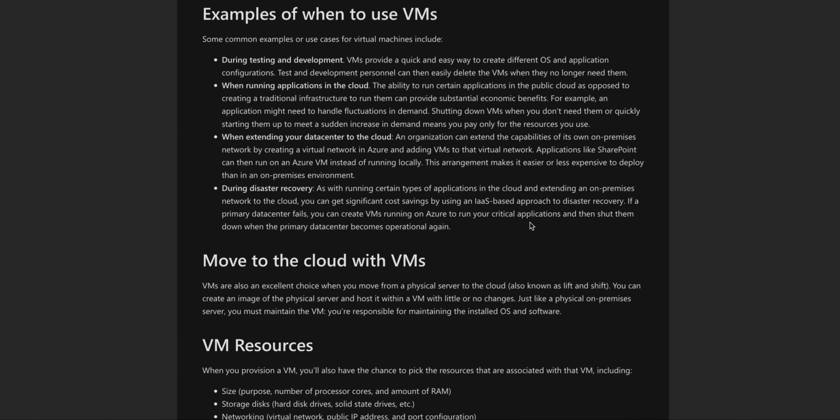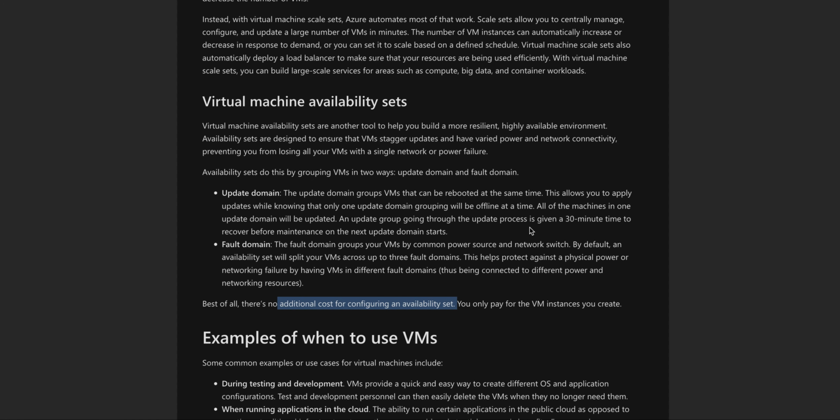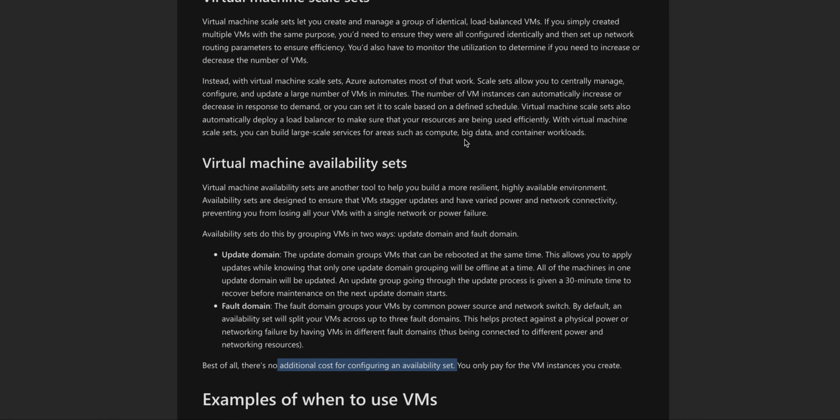So the main goal for availability sets is to make it more resilient and make it highly available, right? That's why it's called availability, make it available. So there's a reasoning for the naming. So that is availability set, and then you have update domain and fault domain.